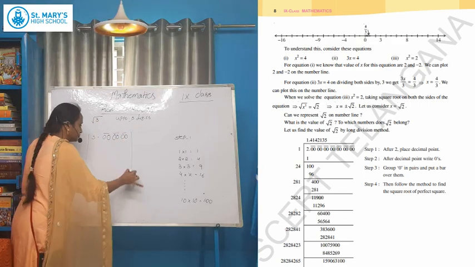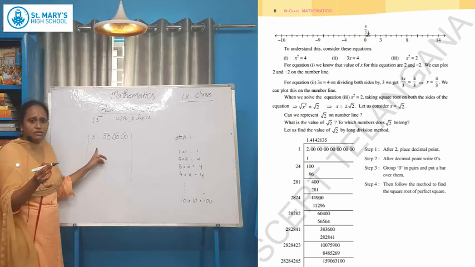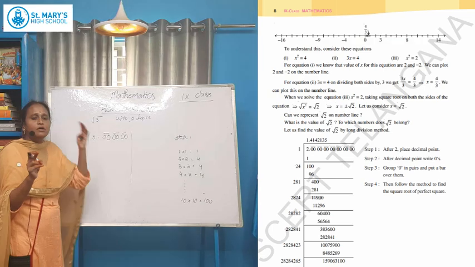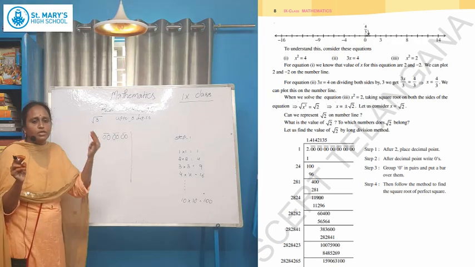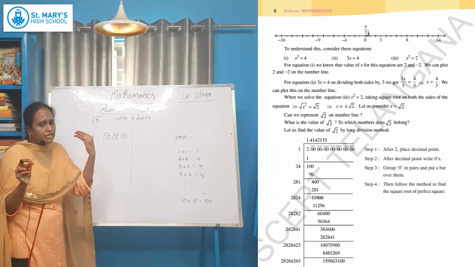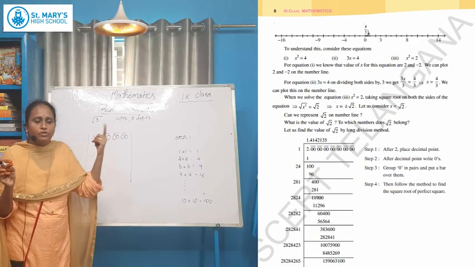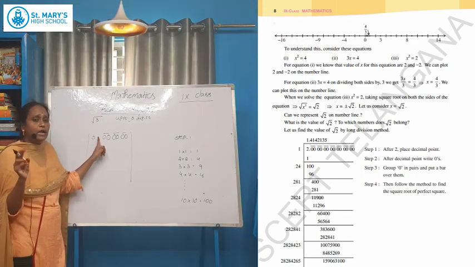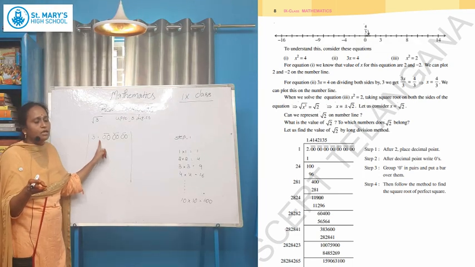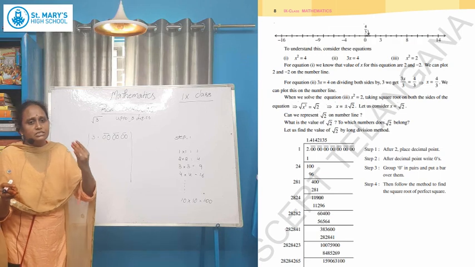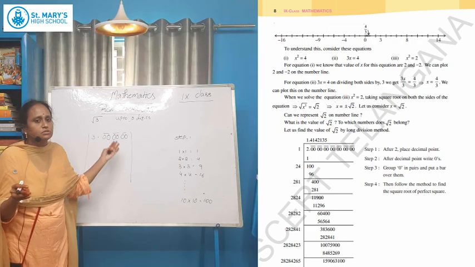Now see here, what is the first step? The first step is: whichever irrational number value we need to find, we remove the under root from that irrational number. After that we write the number, keep the decimal point, and for however many digits they asked, that many pairs of zeros we should write in the dividend part.